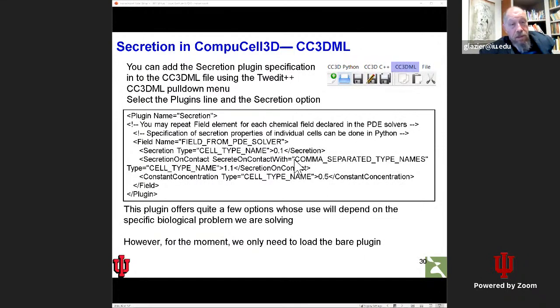Usually that will be type cell to medium, but potentially if the cell's sitting on a substrate, like an extracellular matrix, it could be secreting on the bottom, or the cells could only be exchanging with their neighbors, so it could be only cell to cell. And so we have the possibility of secreting or absorbing only on contact with particular other cell types.